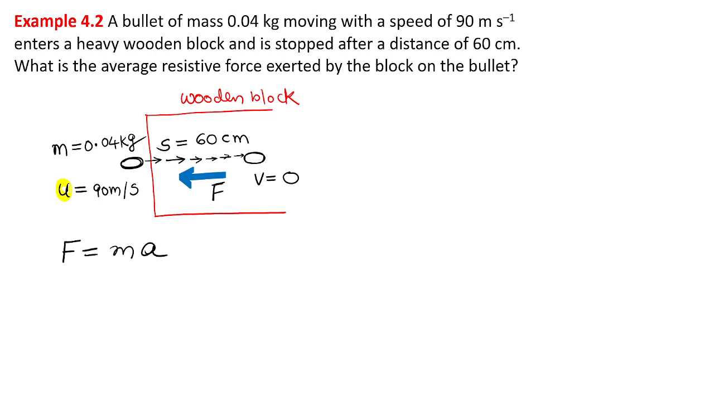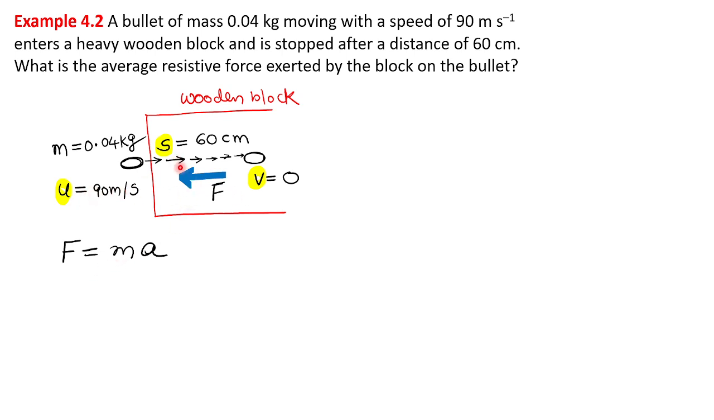Look here. U is available. V is available. Understood? Please note the letters. U is there, V is there, S is there. U, V, S. A I want. I want A, because then only I can find out force.